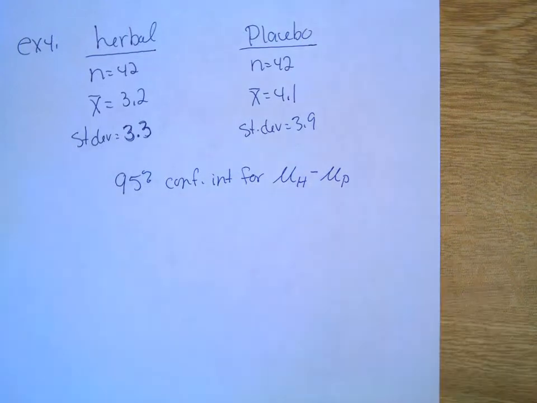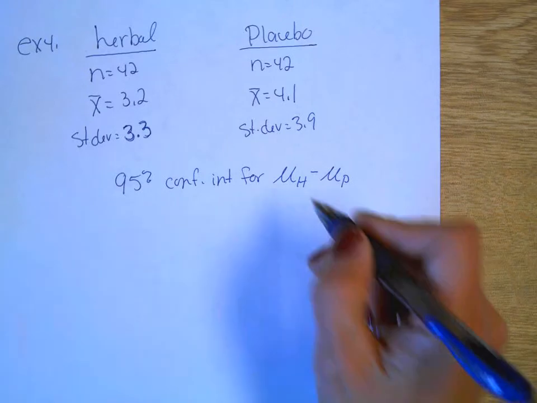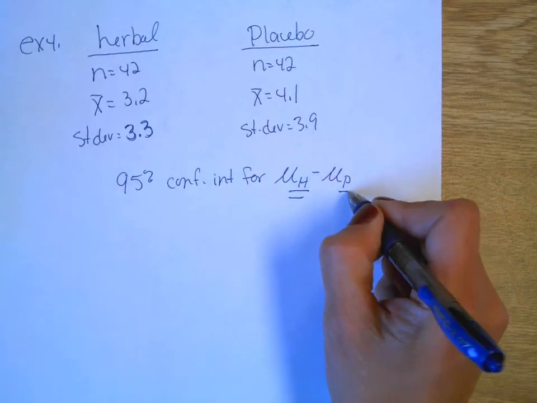Break out the calculator. Calculator will do that big, ugly formula for us. Stat, tests, int. We want the 2SampZInt. Okay, so we've got our standard deviations first. Herbal is your 1, placebo is your 2.